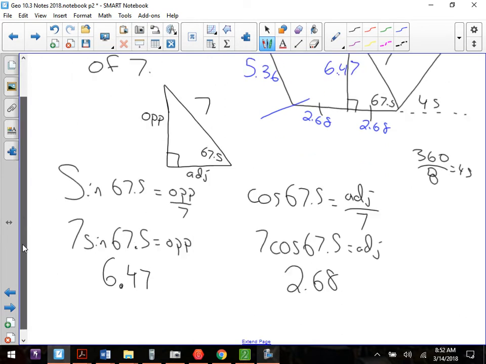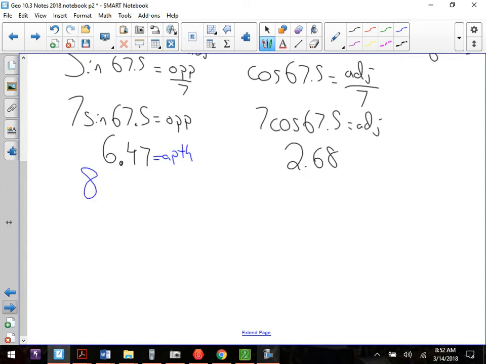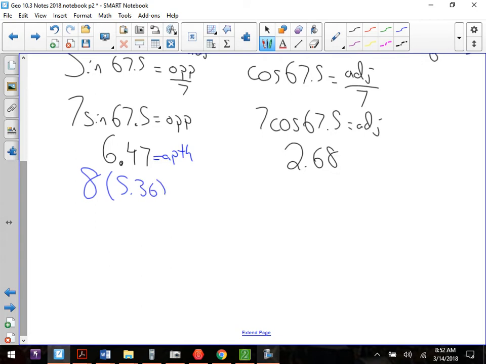We know that we have an apothem. We have 8 sides of 5.36. So 1/2 of 8 times 5.36 times our apothem, 6.47. And there's all the info you need. If you don't like that fraction, you can go ahead and multiply 8 times 5.36 times 6.47, take the whole thing, divide it by 2. Or type in 0.5 times 8 times this times that. Any one of those works.